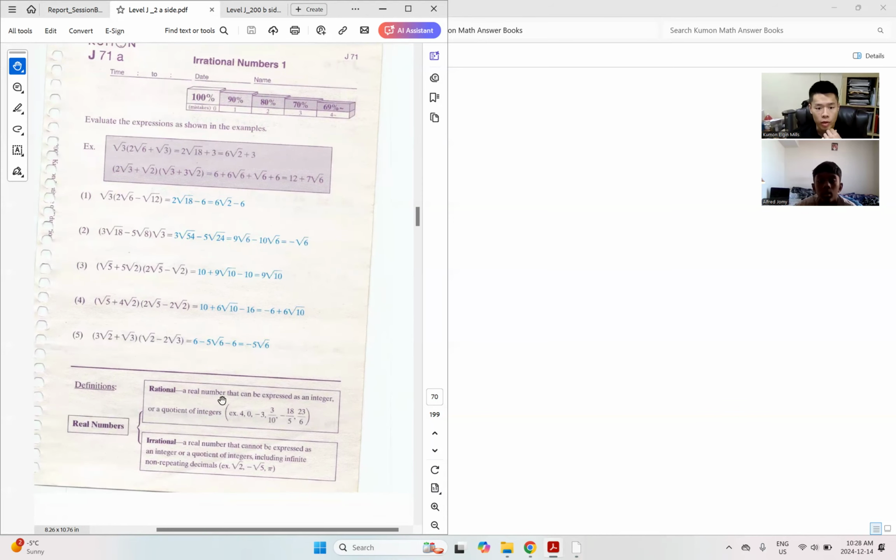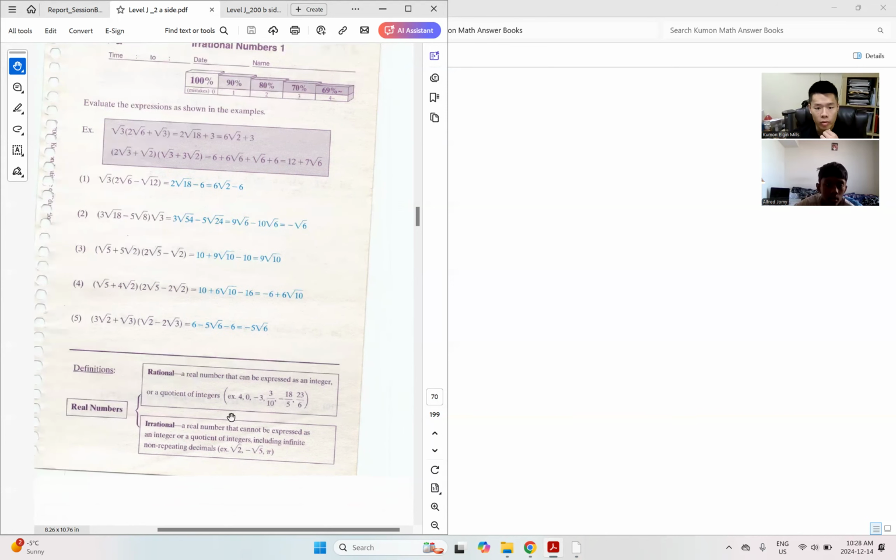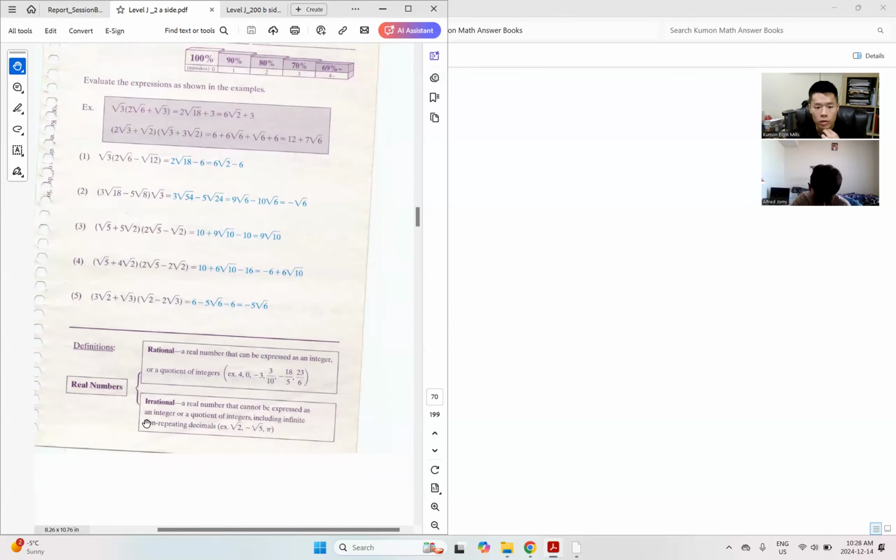A rational number is a real number that can be expressed as an integer or quotient of integers. These ones you're pretty familiar with, right? 4, 0, -3, and so on. What about irrational numbers? Irrational numbers are real numbers that cannot be expressed as an integer or quotient of integers, including infinite non-repeating decimals. Do you know what an infinite non-repeating decimal is?